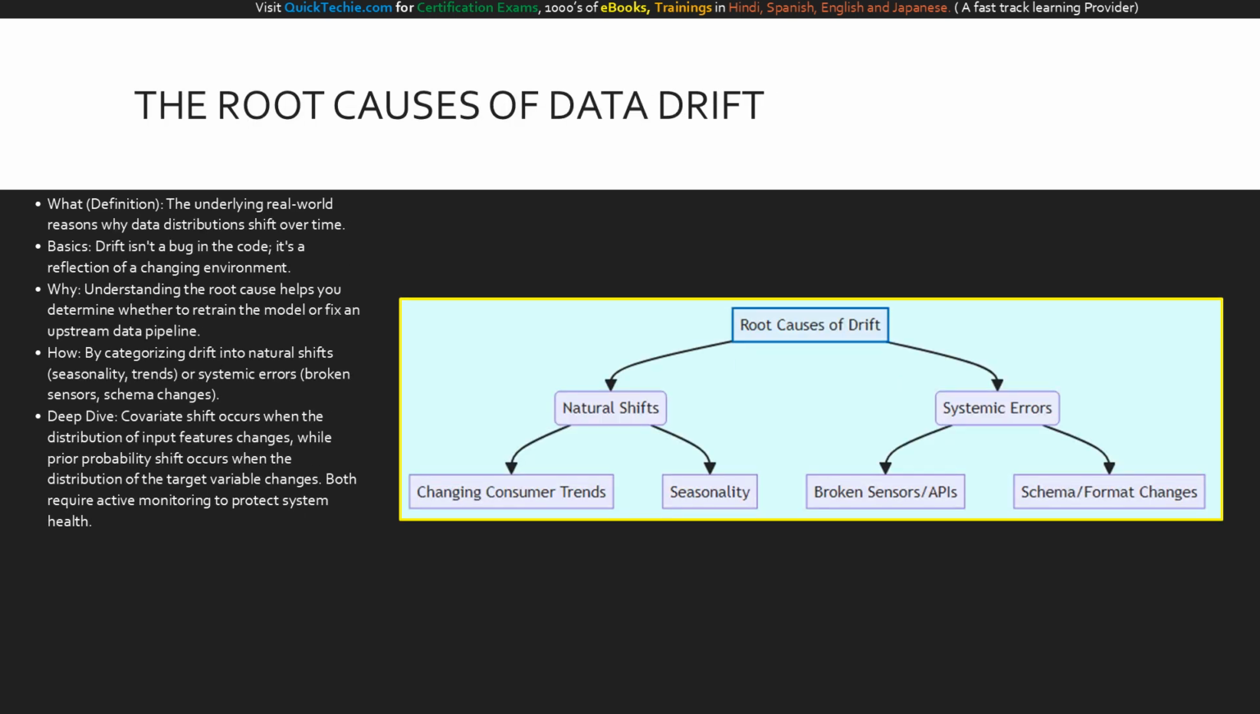To effectively manage drift, we must understand its root causes. What causes data to drift? It is the underlying real-world changes that shift data distributions. The basic reality is that data drift is usually not a bug in your machine learning code. Rather, it's an accurate reflection of a changing environment. Why must we find the root cause? Because the fix depends on it.